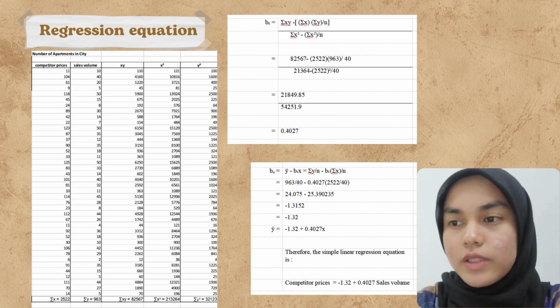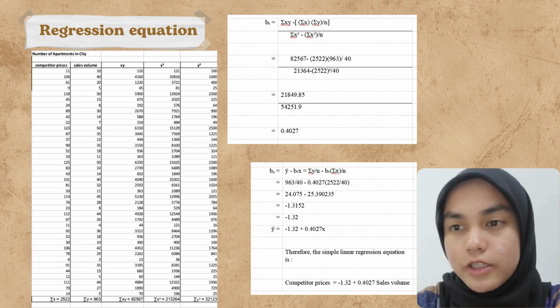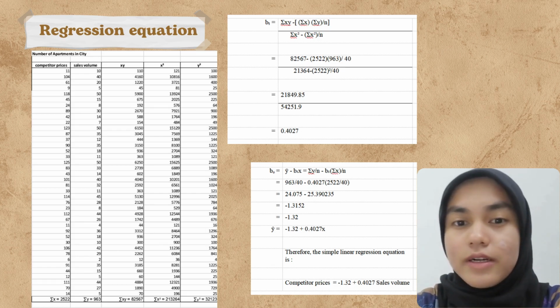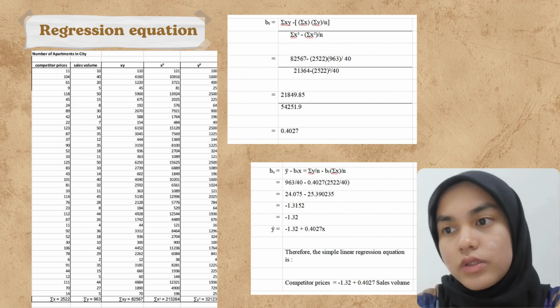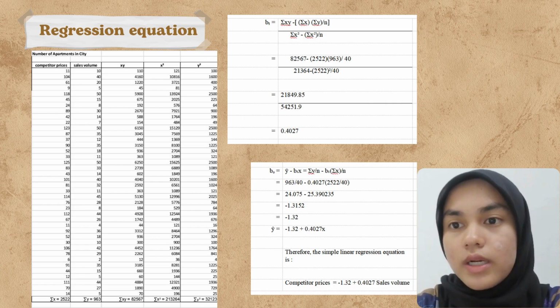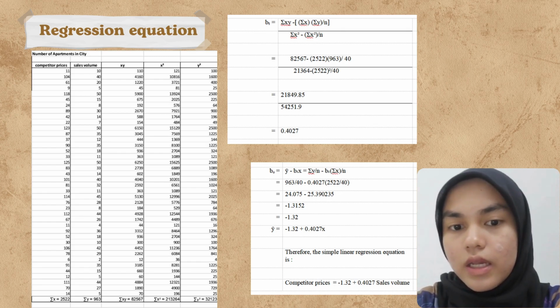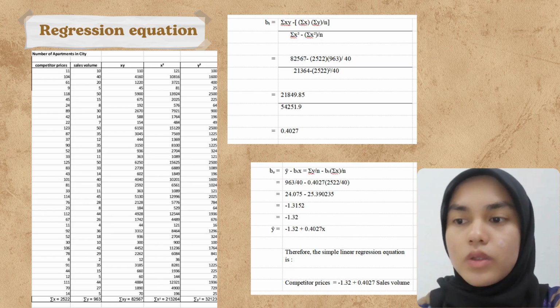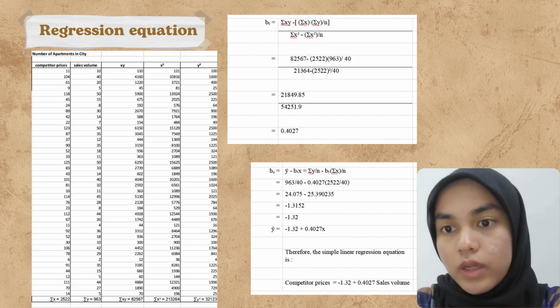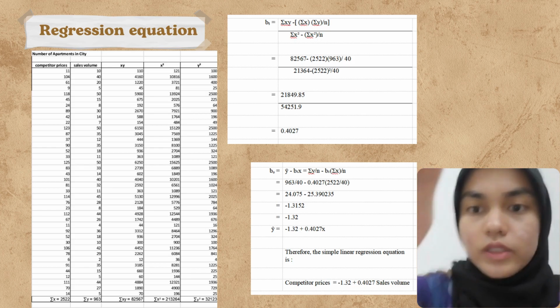The next question is about developing the estimated regression equation, then interpreting the regression equation. The question asks us to use Excel to show all the calculation and interpret the value. So this is the data of the number of apartments in the city from the Excel, and we got the total of x, the total of y, the total of x multiplied with y, and the total of x squared.